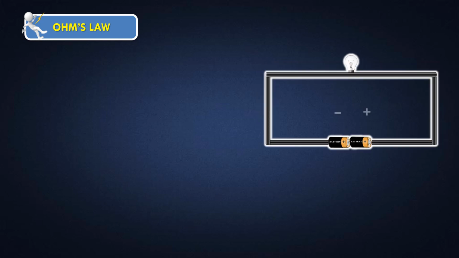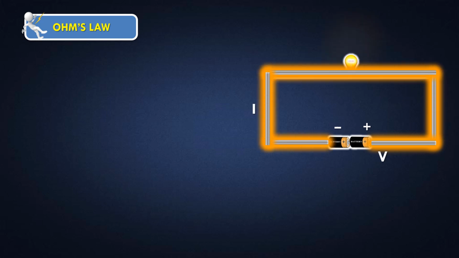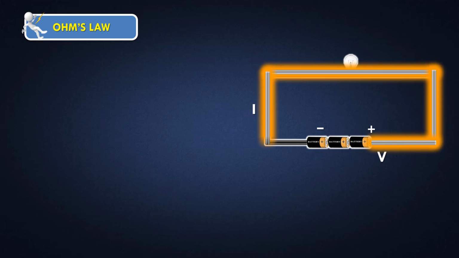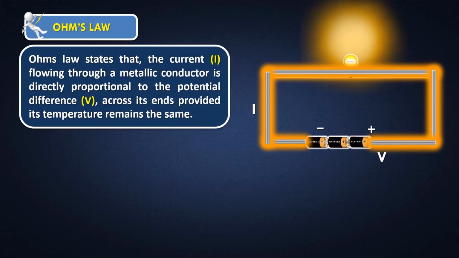Current starts flowing. Now two batteries are connected. The positive and negative terminals are shown. Potential difference is V. Current I starts flowing. Now instead three batteries are connected. The positive and negative terminals are shown. Current I, you see current is flowing. So more current flows and the bulb is lighted.